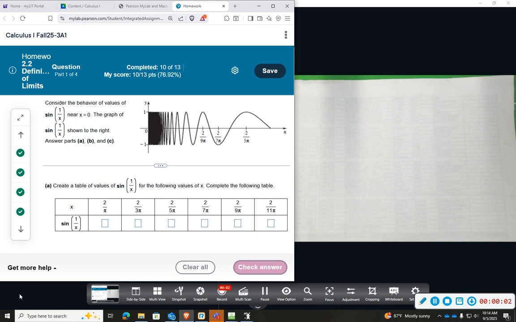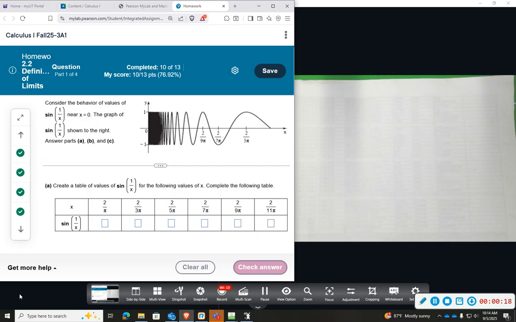All right, question number 11. We want to consider the behaviors of the sine of 1 over x near 0, and then we want to graph sine 1 over x. We see it shown to the right, and we're going to answer parts A, B, and C.